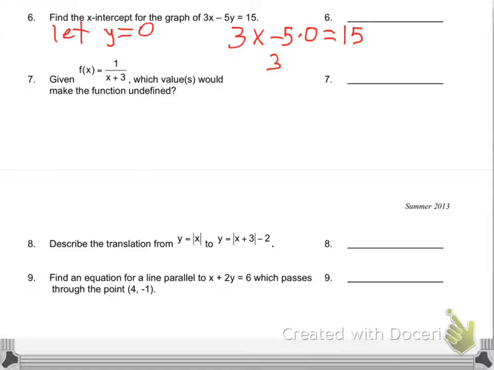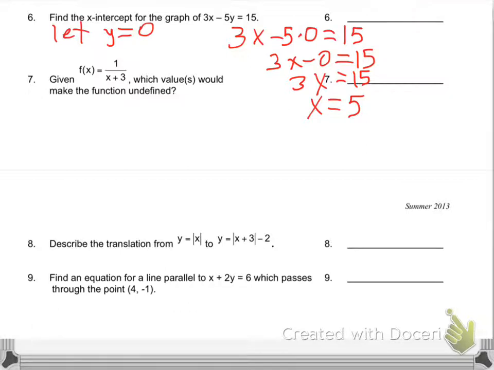You end up with 3x minus 0 equals 15. 3x equals 15. And x equals 5 once you divide through by 3. Excuse my sloppy writing. It's not easy to write on this iPad. So for number 6, the answer is, well, x equals 5. You should technically write it as a point. So our x value is 5.